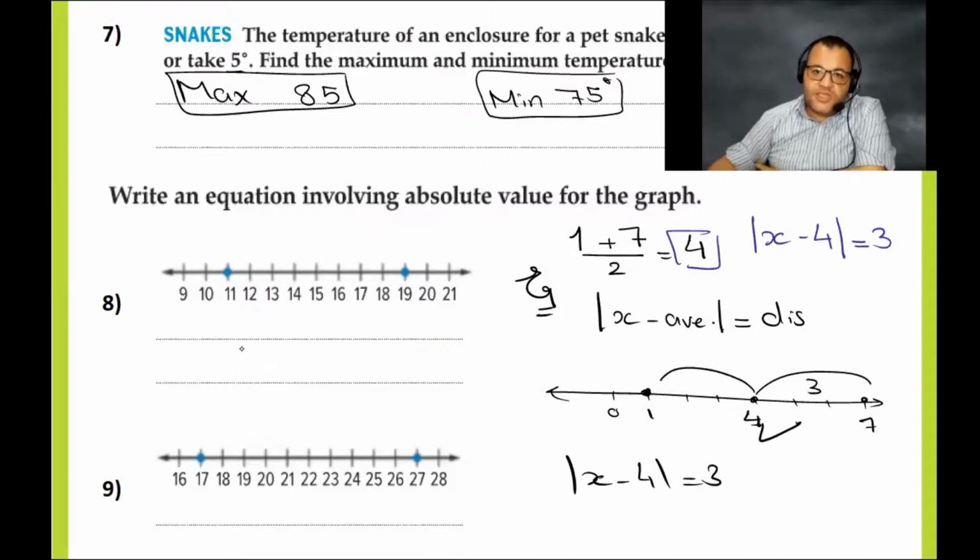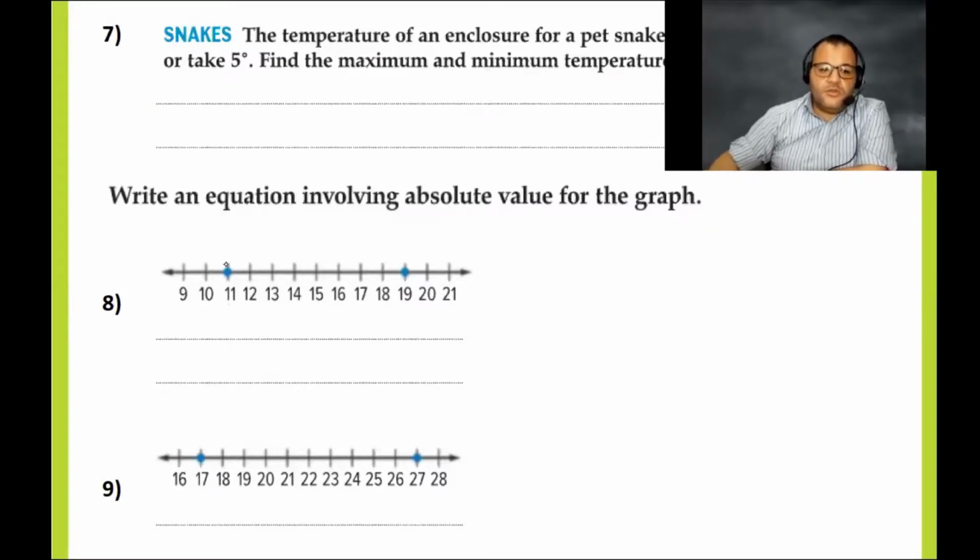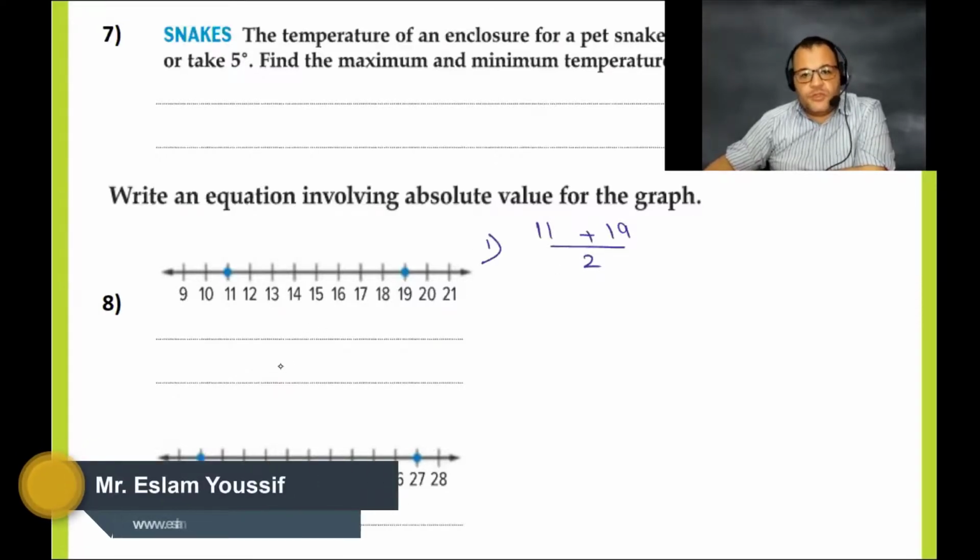So again, I will solve number 8 this way. What are the two numbers that I have? I have 11 and 19. All I have to do is find the two solutions, add them and divide by 2. So step number 1, find the average. What is the sum? It will be 30. Divided by 2 equals 15.